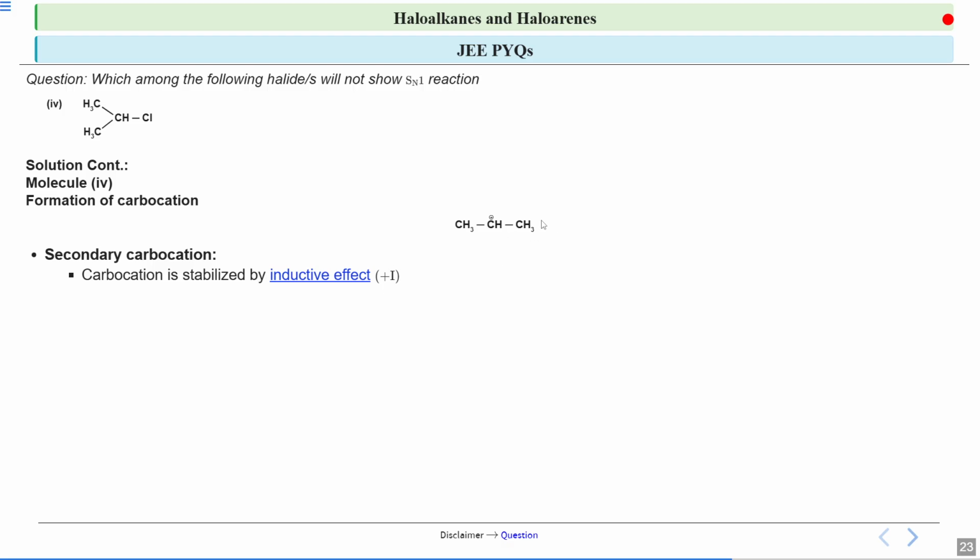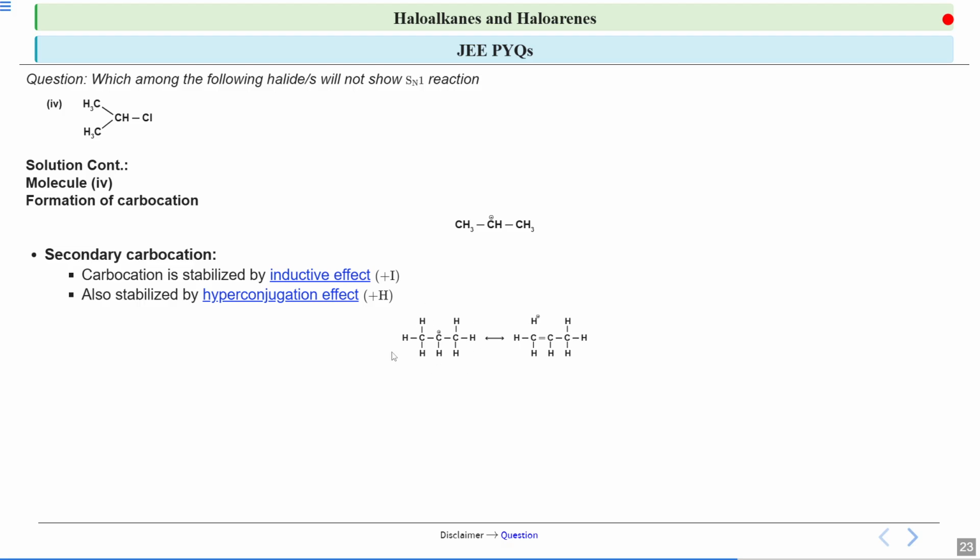The methyl group shows a plus I effect, an electron donating effect, through which this carbocation gets stabilized. So the positive charge is stabilized by the electron donation, the plus I effect shown by these two methyl groups. Also, this carbocation is stabilized by the hyperconjugation effect, that is the plus H effect. The sigma bond between carbon and hydrogen shares its electrons with this carbon and stabilizes the positive charge present over the carbon. So this carbocation is stabilized by both the plus I effect and the plus H effect.